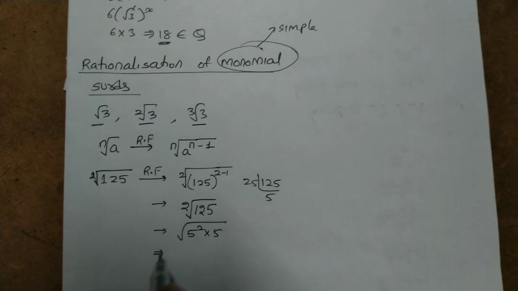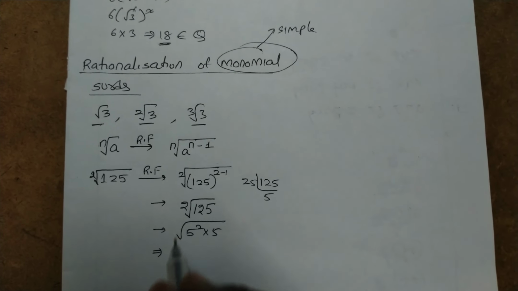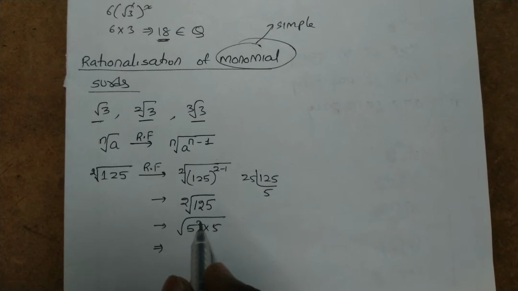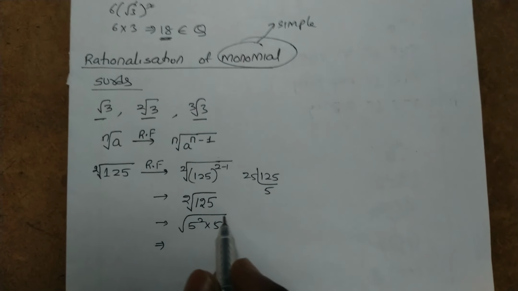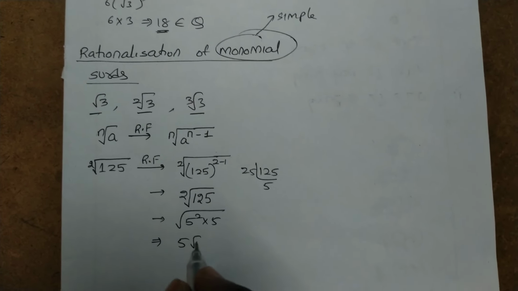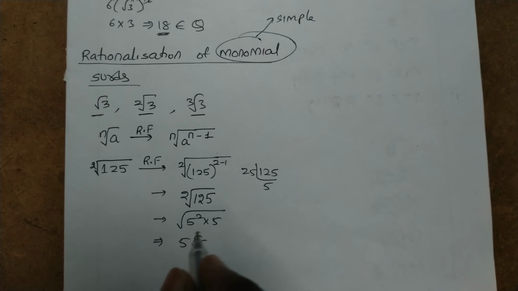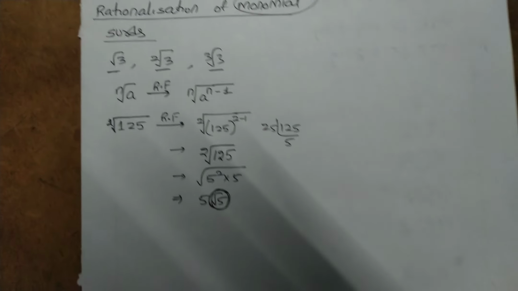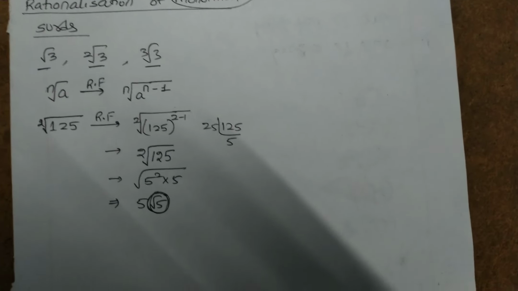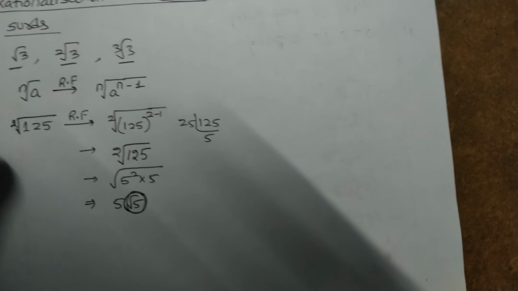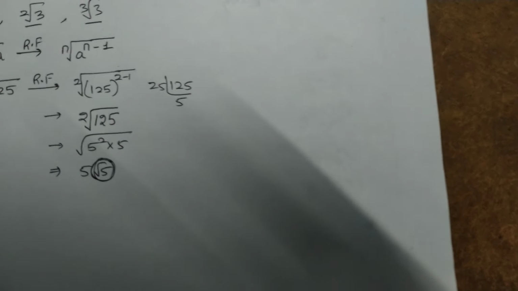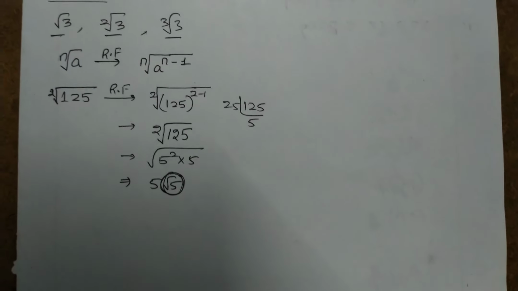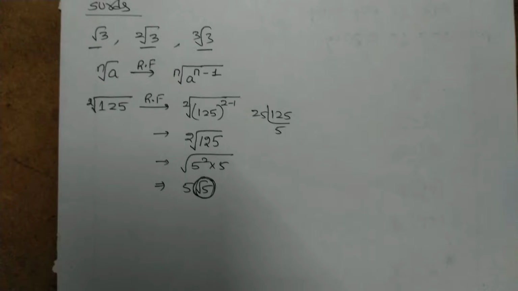Now the square and root will cancel, and only 5 root 5 you are going to get. Root 5 is the rationalizing factor of root 125. Is that clear?